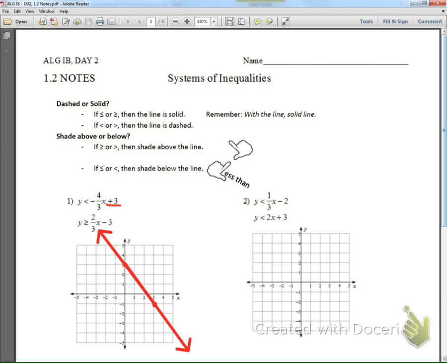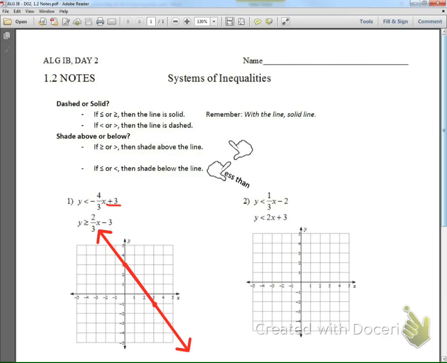After you've drawn your line, you need to ask yourself, should this line stay solid or should it be dashed? The way you can remember which is which is if the inequality has the line or with the line, it's a solid line. So with the line, solid line. So look at our inequality on the first inequality statement. It is a less than. There is no line underneath it. Therefore, this line needs to be dashed.